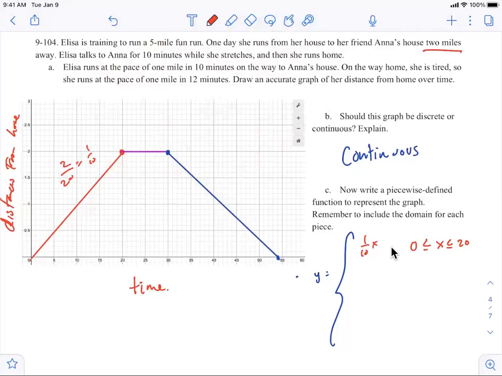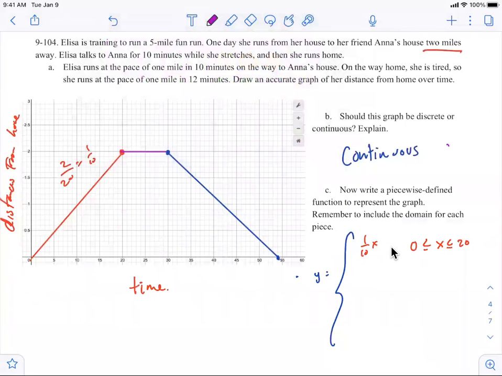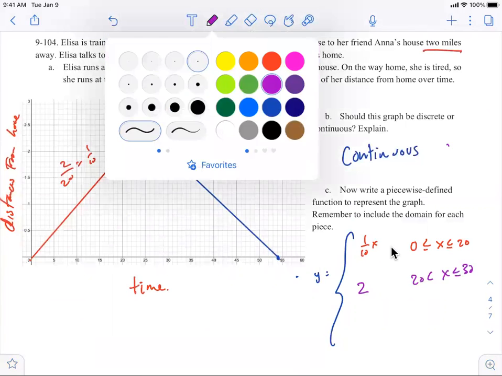The next one, this is just y equals 2, horizontal line. And that's between 20, non-inclusive, and x, inclusive of 30. But technically, they share a point, so technically it's okay. But usually we don't include this one. This is the second one.